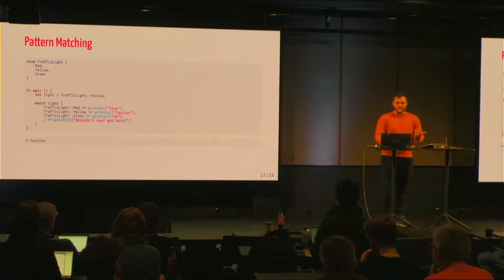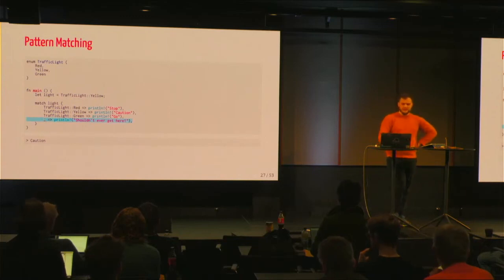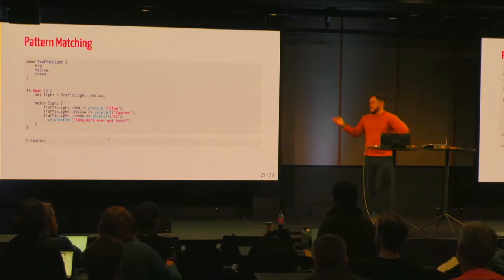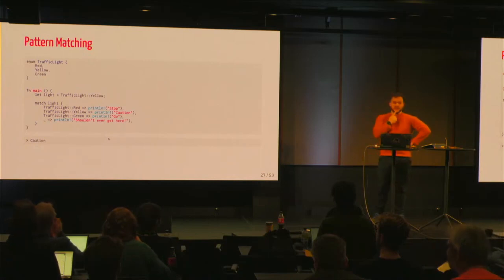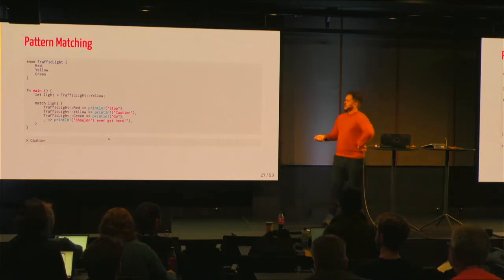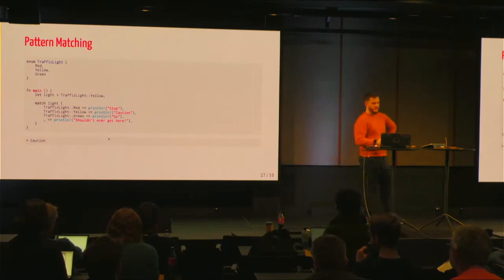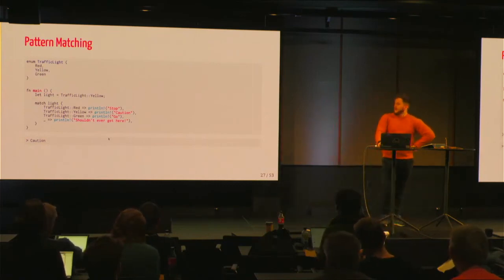But just to show the wildcard, if you try to write this, it will complain. And this will print out caution in the terminal. And this isn't just limited to enums. It's also used for pattern matching on tuples, structs, values, everything. You can really define how you want your program to flow.